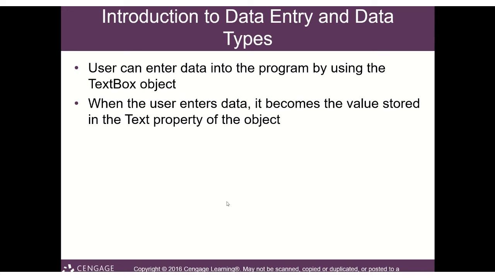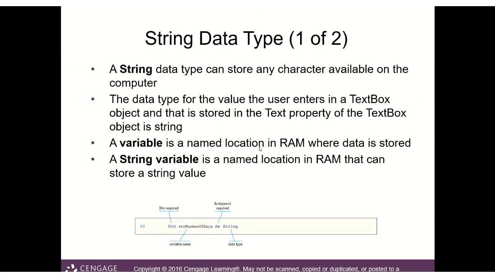So now comes the data entry and data types. The user can enter data into the program by using the text box object. That is the way the user can interact with the program for this particular problem. When the user enters the data, it becomes the value stored in the text property of the object.